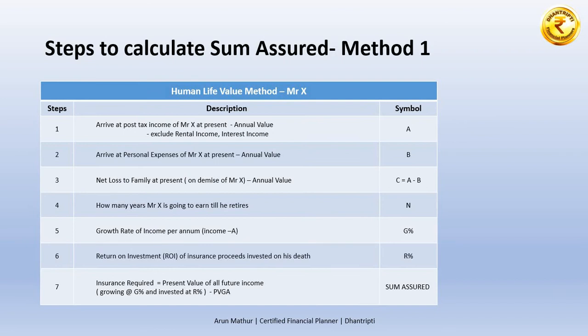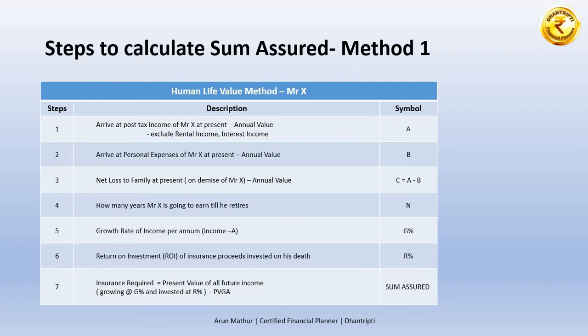So let's take an example of Mr. X, and remember this method is called the human life value method. We are trying to ascertain the life value, or the human life value, of Mr. X. As step one, let us say Mr. X has a post-tax annual income of A, and this has to exclude his rental income and other interest income. These incomes, which in any case are going to come even if Mr. X is not there, we need to exclude. So only that income A, which is directly related to the working of Mr. X. From this, we will subtract B.